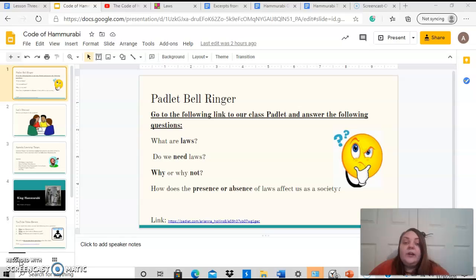So the lesson will begin with students completing a bell ringer, and they will be doing this using Padlet. I've created a Padlet, and I will first read the questions aloud to them. The questions are, what are laws? Do we need laws? Why or why not? How does the presence or absence of laws affect us as a society?